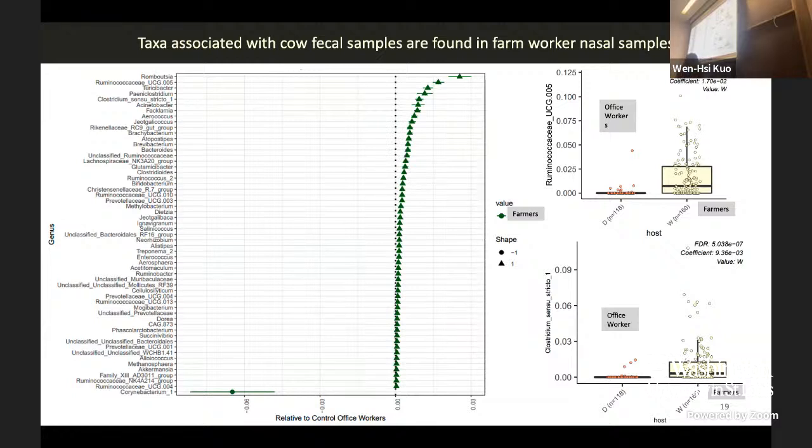And in this case, office workers have significantly more Corynebacterium, which if anything is just a common nasal microbe that hangs out. And I picked out a few specific taxa here. Again, that Ruminococcaceae. Again, it should be surprising because this is found in the rumen of cows, but it's also being found in the nose of these farm workers, significantly more abundant in farm workers than office workers. And it's also true for other taxa like Clostridium, which is known to cause different diseases.